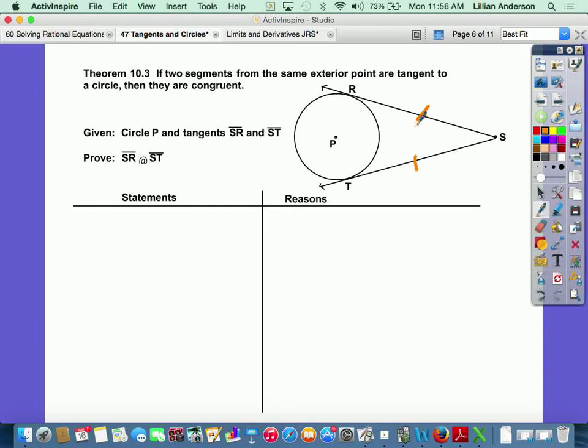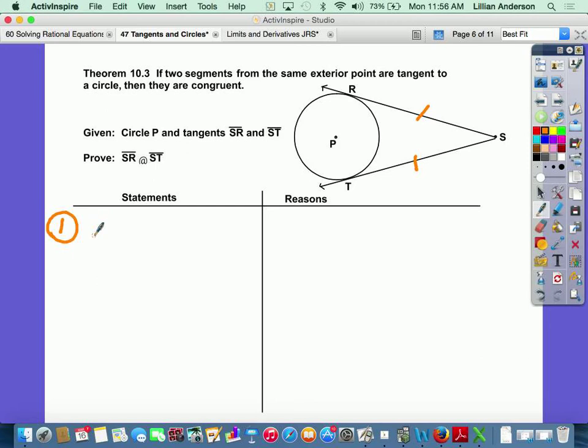As two segments from the same exterior point are tangents to the circle, then they are congruent. And I know you see this proof. We're actually going to do this one because it's just to refresh your memory. So here we go. We always start with what in the proof?